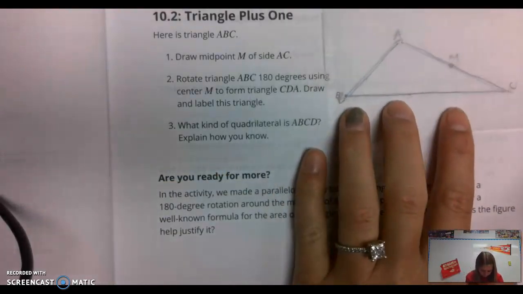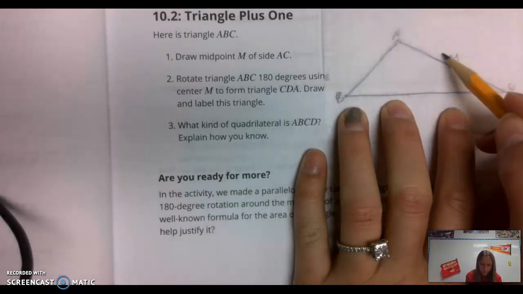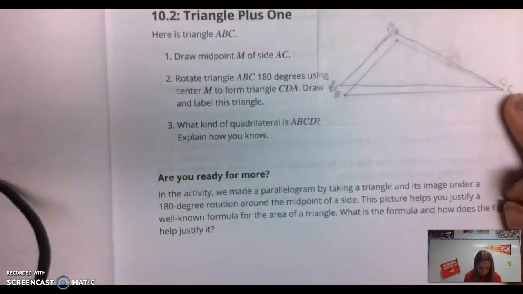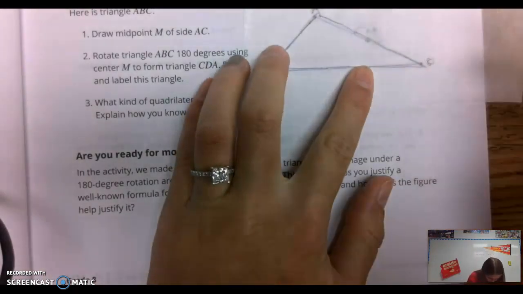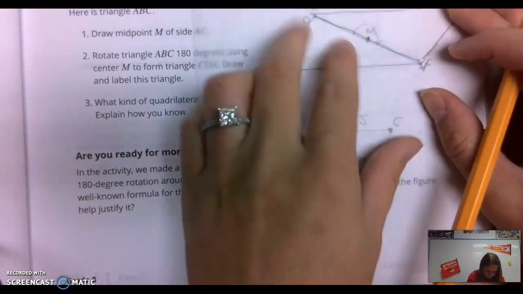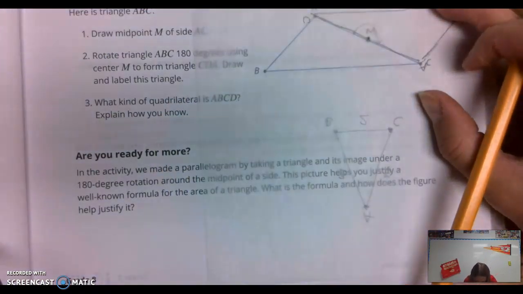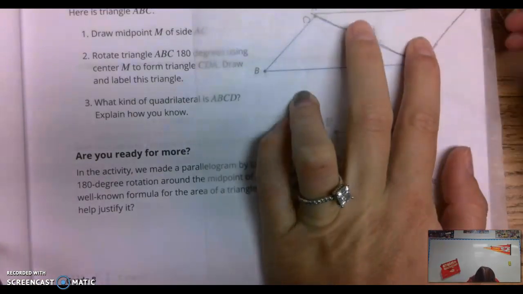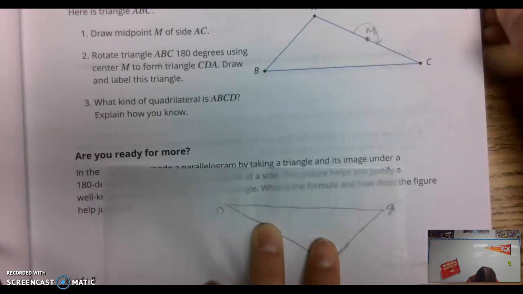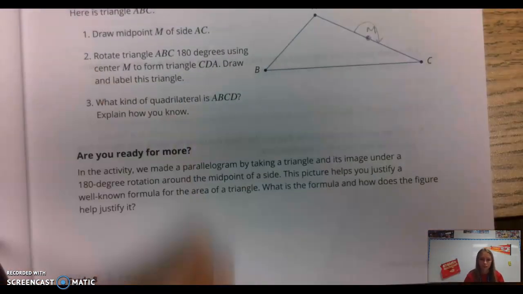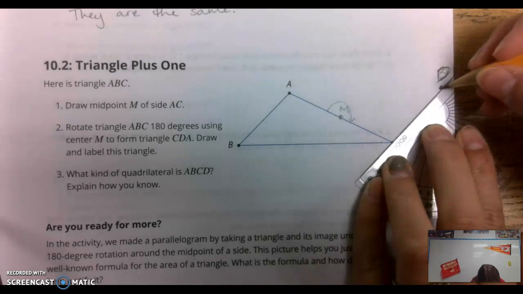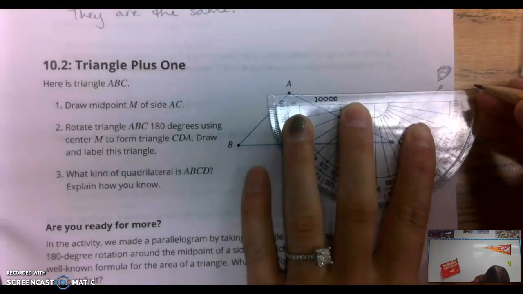It says rotate triangle ABC 180 degrees using center M to form CDA. Okay? So I'm going to rotate 180 degrees, so I'm going to land back on top of this line here. Okay? And boom. We land directly on top here. And I'm going to label this, it said to label that D. Okay, so I label that new point D. So then here's my new triangle.